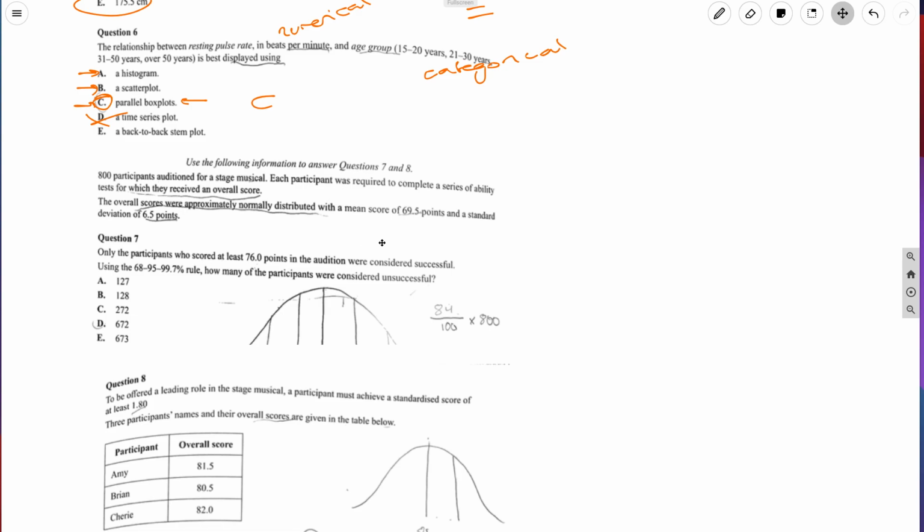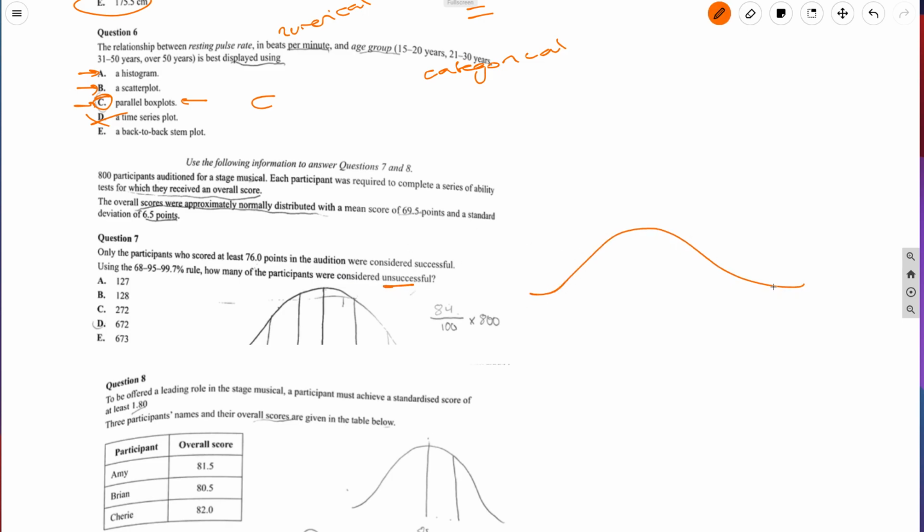Each participant was required to complete a series of ability tests for which they received an overall score. The overall scores were approximately normally distributed, with a mean of 69.5, standard deviation of 6.5. Only the participants who scored at least 76 points in the audition were considered successful. Use the rule, how many of the participants were considered unsuccessful. So they tricked us here, right?